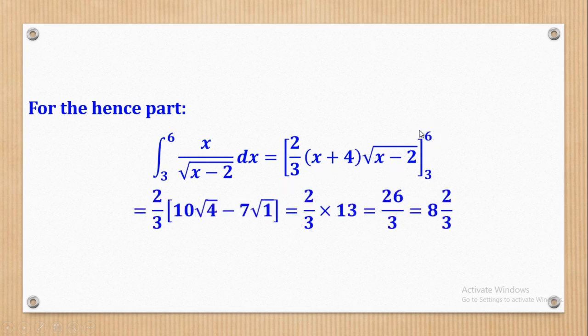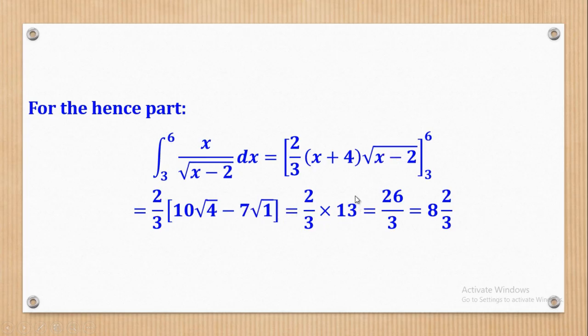When I substitute 6 wherever there is x, I'll come up with 10 square root of 4. How does it come about? First of all, this 2 over 3 is a constant, pull it out. Then when I put this 6 here, I'll come up with 10. And when I put this 6 here, I'll come up with 6 minus 2, which is 4. When I substitute the lower limit, put the 3 here, I'll come up with 7. 3 plus 4 is 7. Then put the 3 here, I'll come up with 3 minus 2, which is 1.